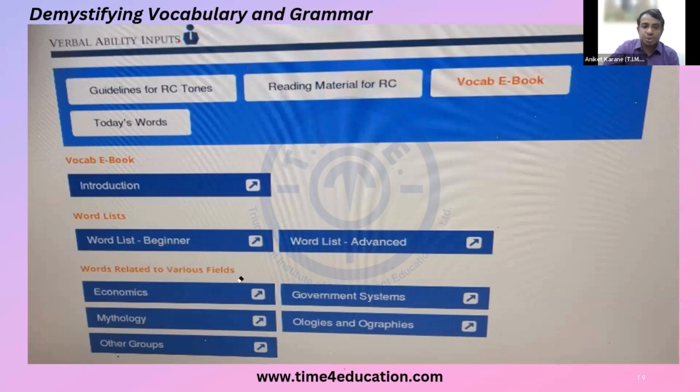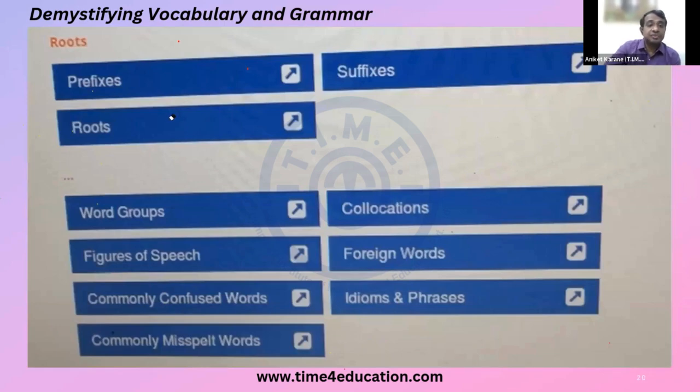So words related to various fields, you can work with. That is okay. If you get ologies, ographies, so suffixes, ologies, ographies, you can read those. That can also help you. Then you have prefixes, roots, suffixes, roots in general. What are the base forms? All those words are also there. You have word groups, figures of speech, commonly confusable words, misspelt words, idioms and phrases, foreign words, collocations. All this is present. So the material is available for you. You just have to log into your homepage and read through it, go through it, work towards enhancing your vocabulary in that way.